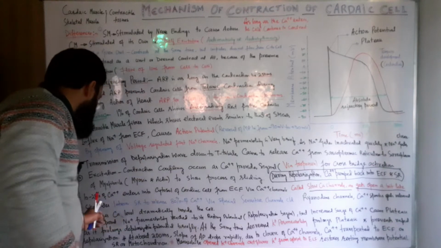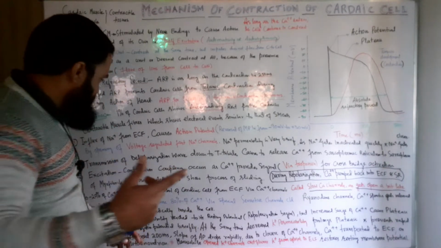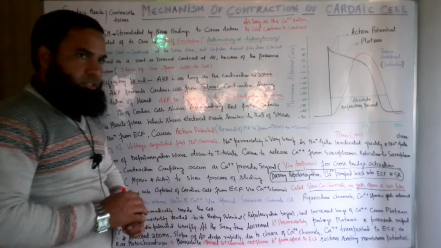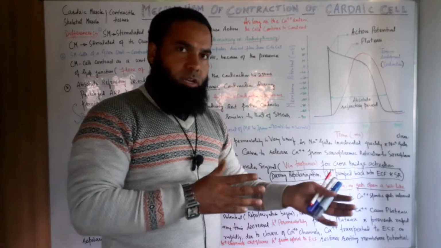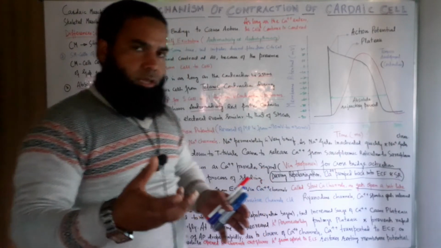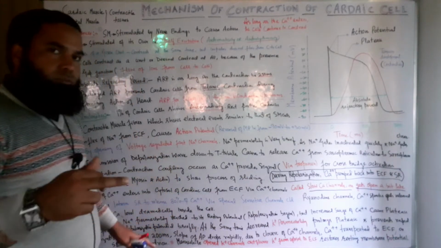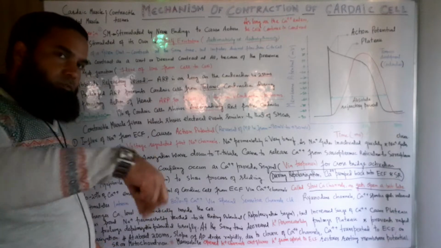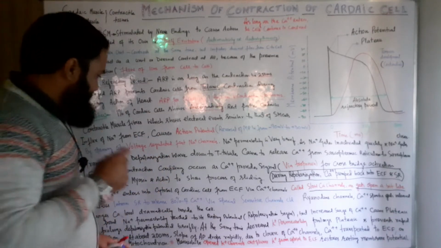What happens? It stimulates in turn the SR, sarcoplasmic reticulum, to release 80% of the calcium. That means 20% of the calcium comes from outside into the interior of the cardiac cell. Then the 80% of the calcium is released from the SR when it gets stimulated by the calcium which comes from the outside of the cell. I hope that you got this point.